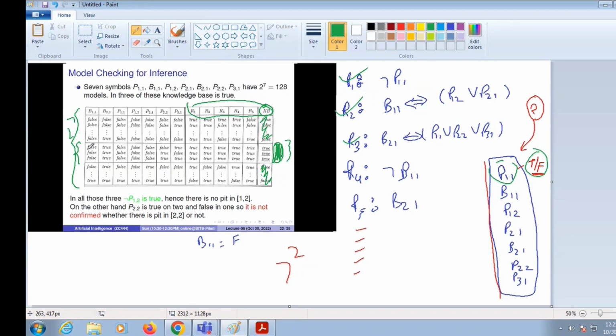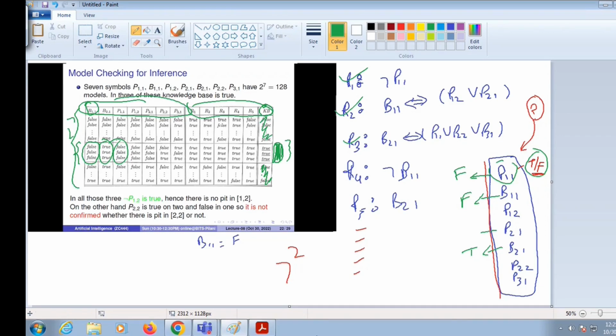So many of them are going to give me the positive possible assignments. By this I get that B11 in all the possible assignments is false. It means that B11 is definitely false. B21 in all the cases is true. I can say that B21 is equal to true. P12 is equal to false. So by this you can find out the values of all these parameters.